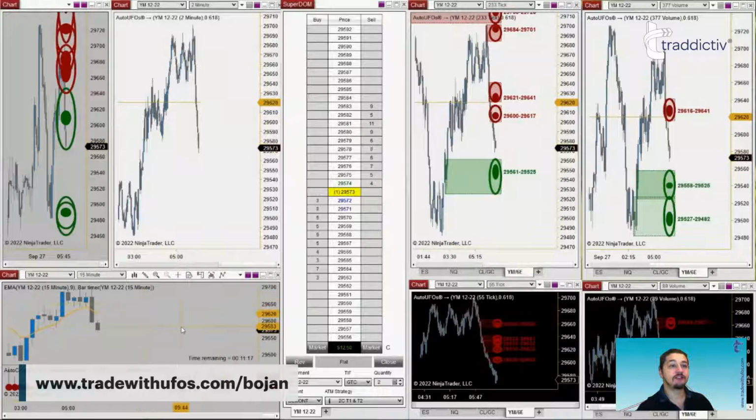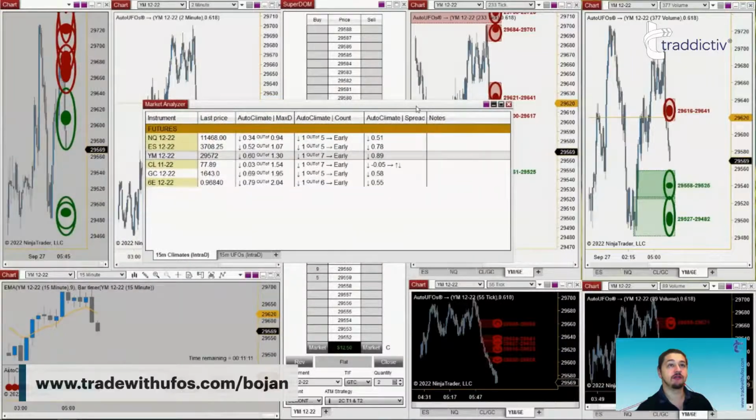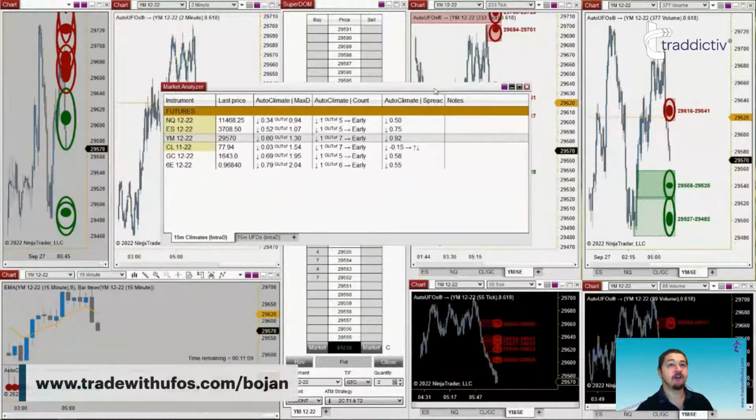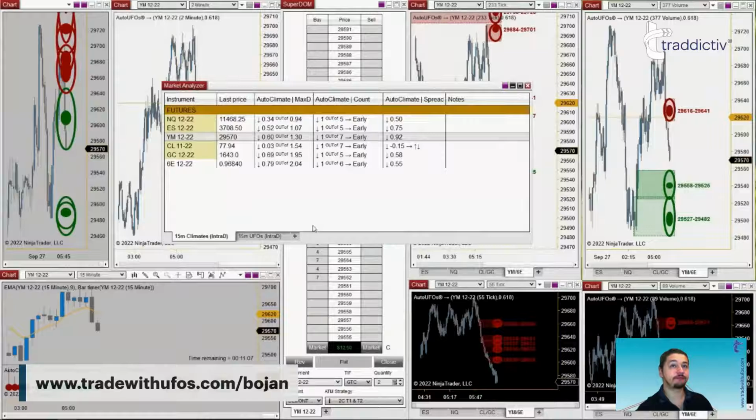So first things first, something that's also on my other screen, which you could also have on this screen if you wanted to, you'll just have to minimize it, is our market analyzer. The market analyzer is that powerful tool that gives us the overview of how things are looking on the couple of markets that we're looking at to trade. As you see, we do have an auto climate count, and interestingly enough, these are all now early climates.